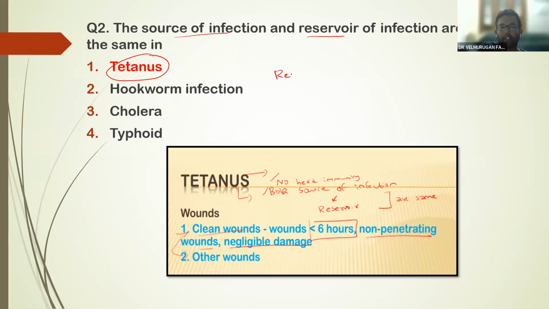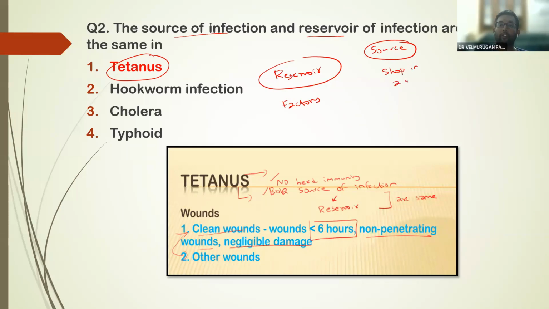So what is the reservoir? What is the source? The reservoir is like a factory. The shop is like the source. You are going to a mall. In a mall, there are many shops. But where do the shoes or the slippers come from? They come from the factory. They are manufactured in a factory, and they come to the shop in a mall where you buy them.